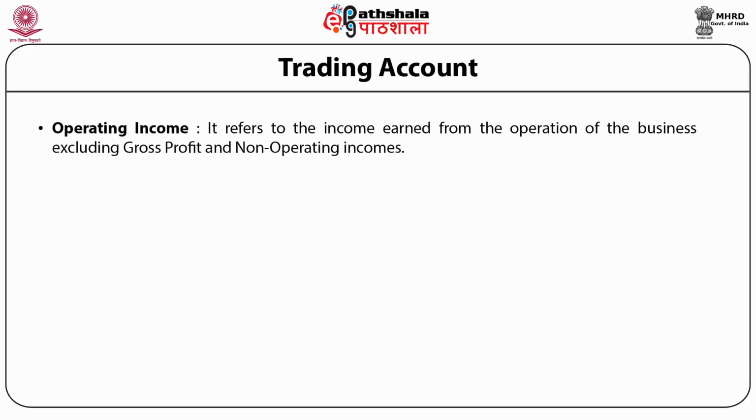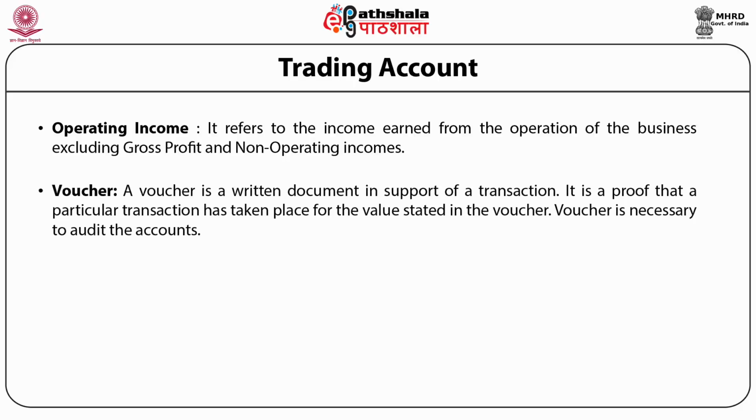Operating income. It refers to the income earned from the operation of the business excluding gross profit and non-operating incomes. Voucher. A voucher is a written document in support of a transaction. It is a proof that a particular transaction has taken place for the value stated in the voucher. A voucher is necessary to audit the accounts.